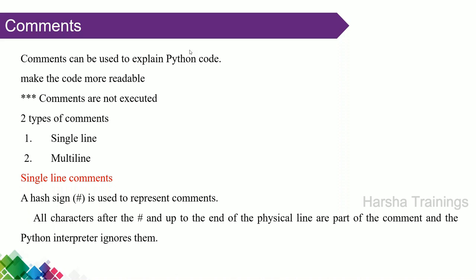So how do we differentiate among the numbers? By default, every number is considered a decimal number. If any number is prefixed with 0o, such numbers are octal numbers. If prefixed with 0x, that is called a hexadecimal number. If any number is prefixed with 0b, that is called a binary number. This is the way we differentiate among the numbers.